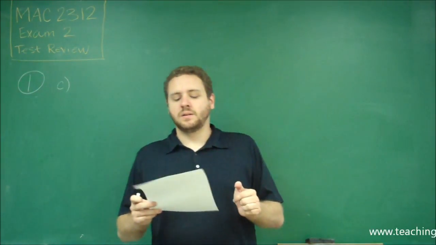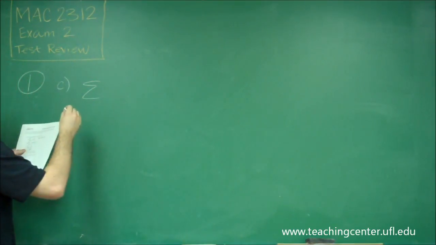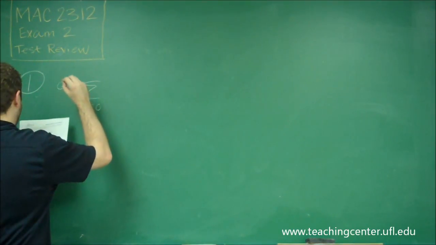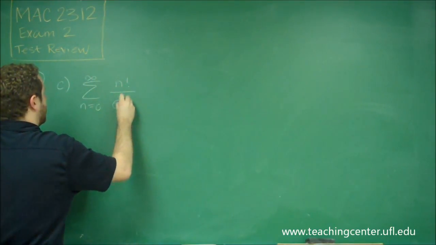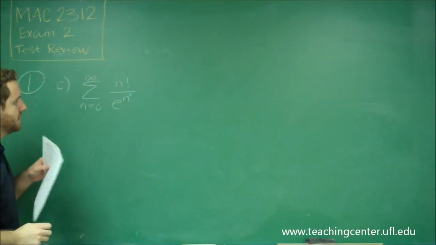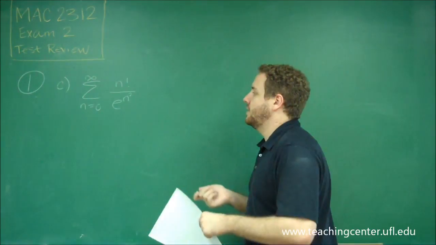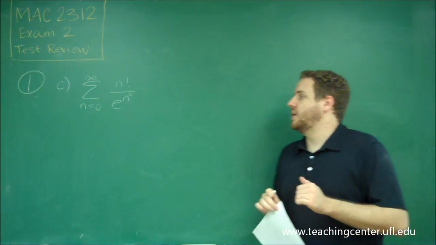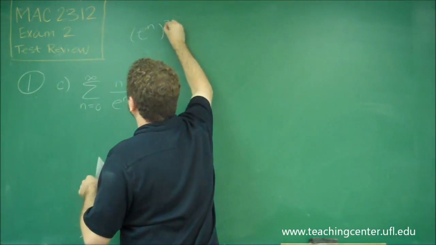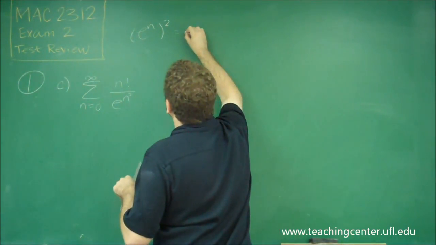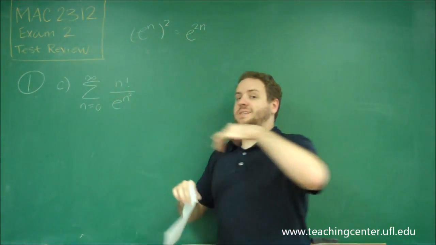Problem 1, letter C. We have a slightly different looking series than the first couple that we did: the sum from n equals 0 to infinity of n factorial over e to the n squared. But before we start working with this, I want to be clear that e to the n squared is very different from e to the n quantity squared. Remember that this is equal to e to the 2n. This is saying we're raising e to the n squared power.